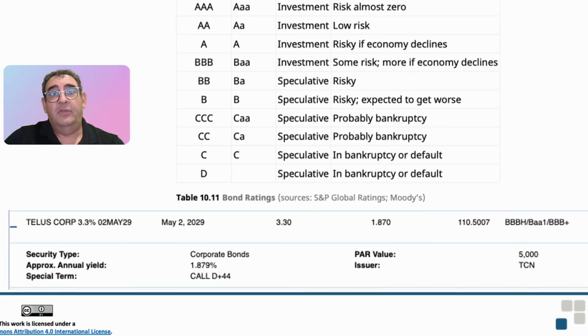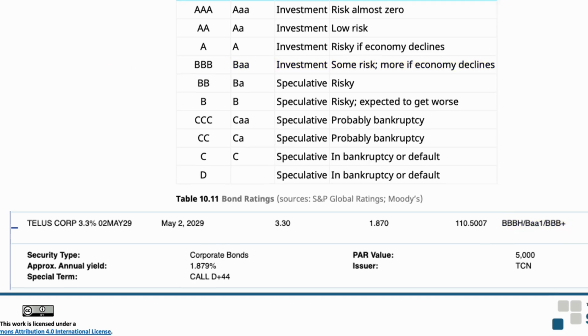Here's a snippet I took a few years ago of a TELUS bond. This 3.3% annual bond that would have matured around May 2029 has a coupon rate of 3.3%. Its yield is 1.879%, so that's the yield to maturity. We can see that it trades at 110.50, so 110% of face value, which makes sense because a 3.3% interest rate is higher than the yield to maturity. And this is rated as basically triple B plus. So some risk, more if the economy declines, but otherwise is, for a corporate bond, a relatively safe bet.